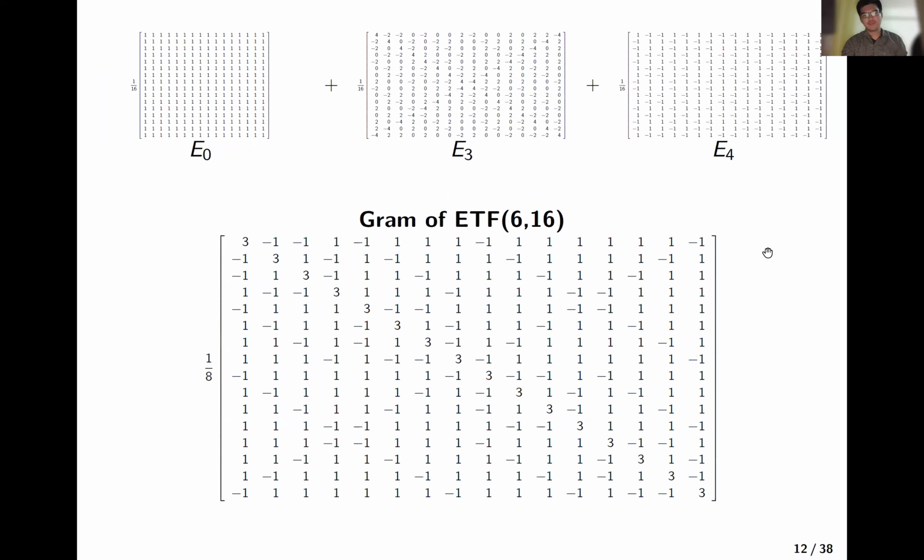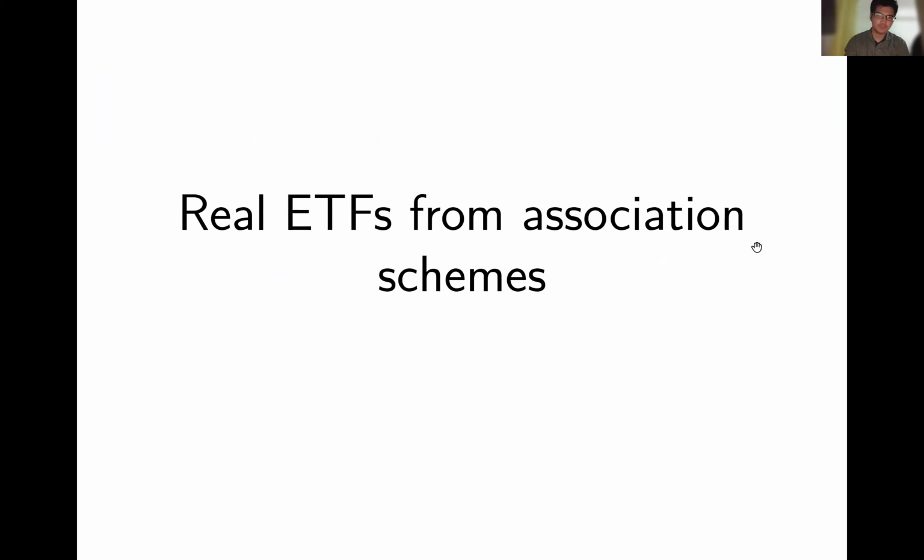Now, speaking of real ETFs, we'll use this as a sort of jumping point. Let's talk about real ETFs that can be obtained from association schemes. It's a bit of a spoiler. We'll see that essentially looking for ETFs from association schemes, or real ETFs from association schemes, it boils down to looking at symmetric two-class association schemes with certain parameters.